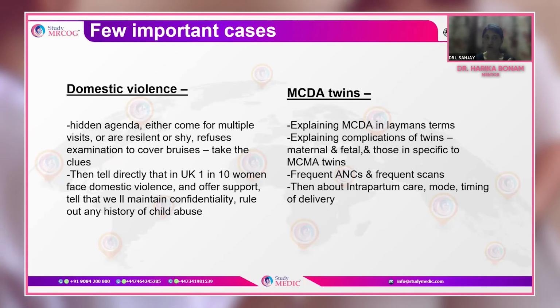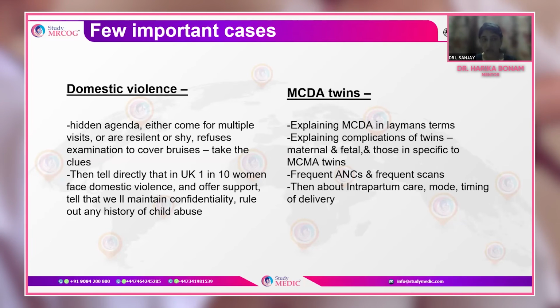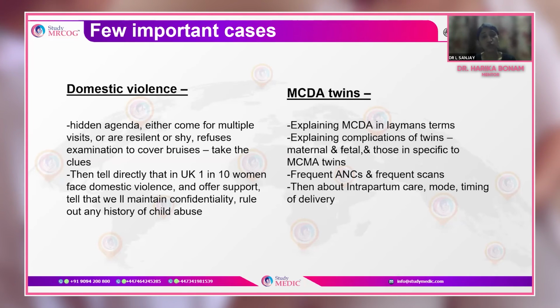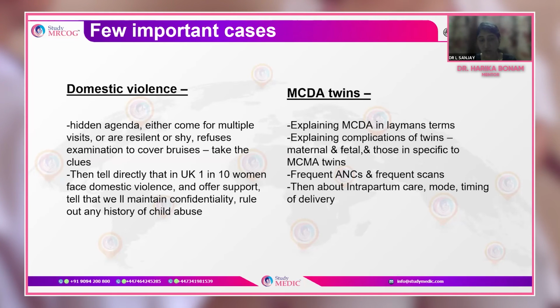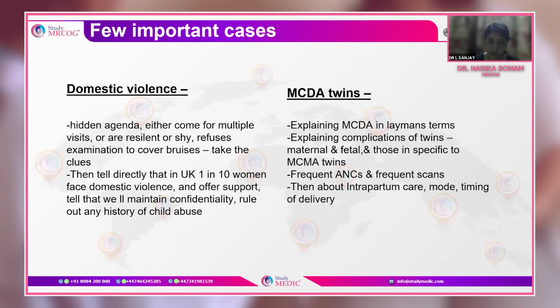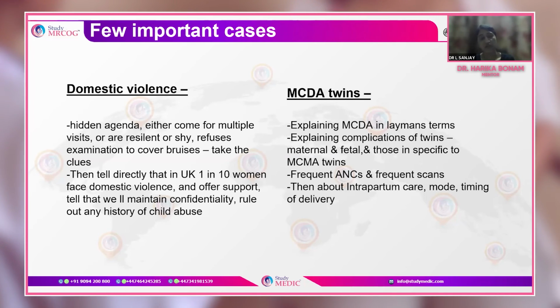If you have a doubt, even about one person, you can tell them directly that there is something called domestic violence, and that in the UK usually 1 in 10 women face this. We usually talk about this to every pregnant woman who comes for antenatal checkup, to be on the safer side. And you say that for this, we offer support and we maintain confidentiality. Anything, please speak up to us. We are there to take care of the situation. Then if she is sure and comes out with something about domestic violence, you can talk about child abuse. If she says there is nothing like that, then you can leave it there.